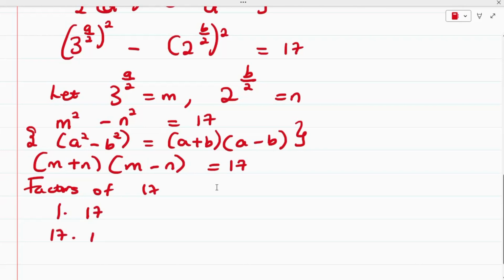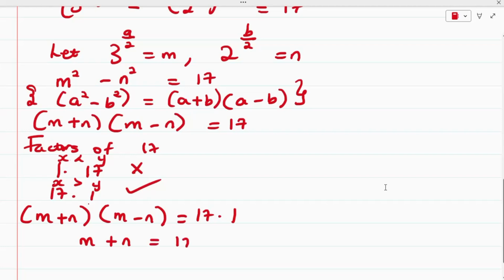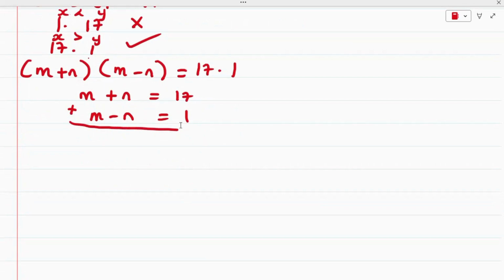Now from here we have this to be x and this is y. But from here we know that x is less than y, so this is not acceptable. While here x is greater than y, so this is acceptable. So hence we have m plus n multiplied by m minus n, so making use of this factor of 17, we have 17 multiplied by 1, so we have m plus n is equal to 17 and m minus n is equal to 1. So adding both equations together, m plus m is 2m, n plus minus n is 0, which is equal to 17 plus 1.